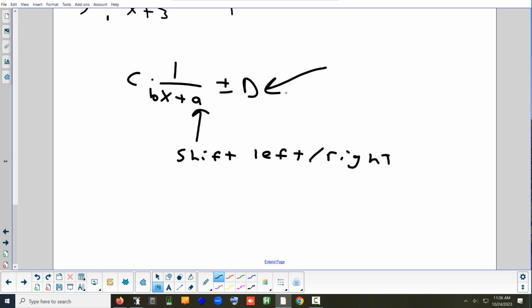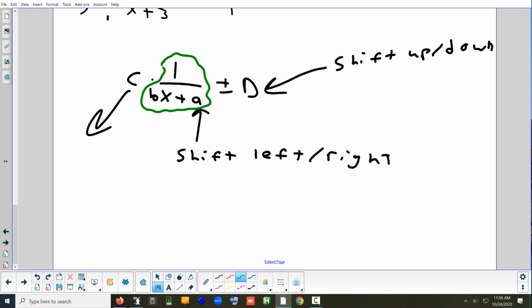Okay, let's jump to D. All right, what's D going to do? Yeah, that's your shift up or down. How about C? Multiplying by a number in front. Multiplying is never a shift. And this is in front, so it's outside. When I say outside, anything that's in the green, that's inside. Anything that's outside the green is going to do something different. So you've got an example of inside, what happens, and an example outside.